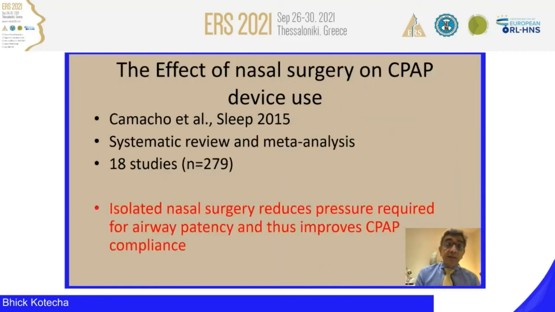Similarly, the paper by Camacho et al. in Sleep 2015, where they did a systematic review and a meta-analysis with 18 studies. The total number of patients was 279, and they concluded that isolated nasal surgery can reduce the CPAP pressure requirement significantly and therefore improve the CPAP compliance.